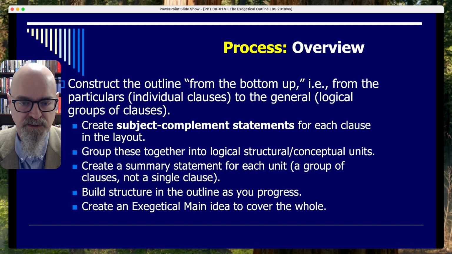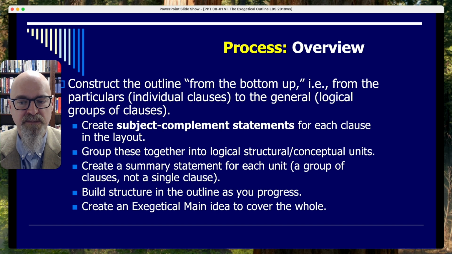The very first thing that you need to do is to create subject complement statements for each clause in the layout. So you have a structural layout of the passage, and it has, I'm just going to guess, 15 clauses. You will create a subject complement statement for every one of those 15 clauses. And that's why our structural layout needs to be good. It needs to be, shall we say, as minimal as possible. The general error that people make on the clausal layout is that they multiply the clauses, they make too many, and that means that the exegetical outline then has too much complexity. So that's why we're very strict on what constitutes a clause in the clausal layout. Therefore, your outline will be only as complex as necessary and as simple as possible.